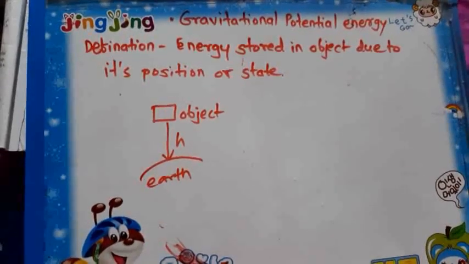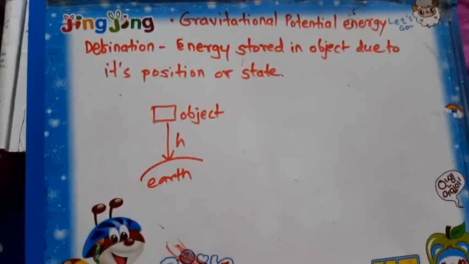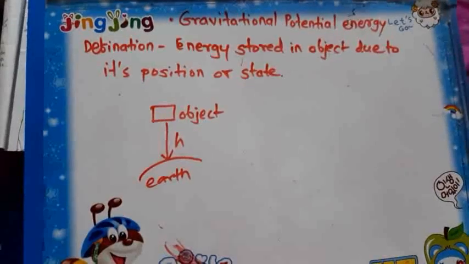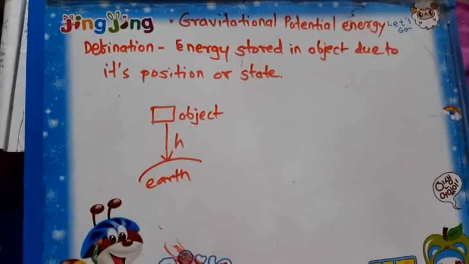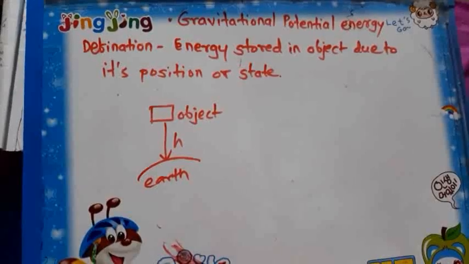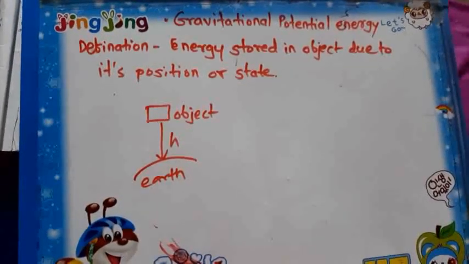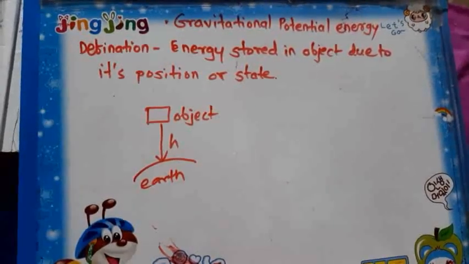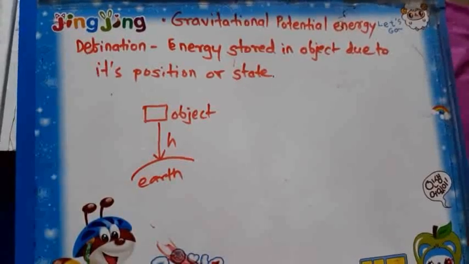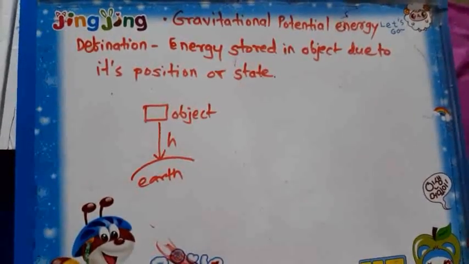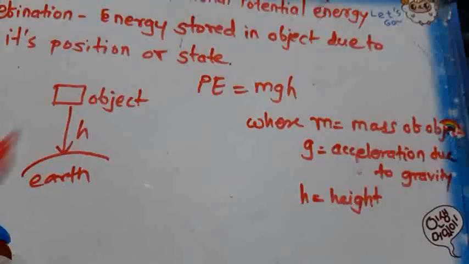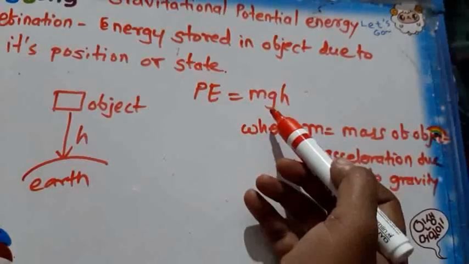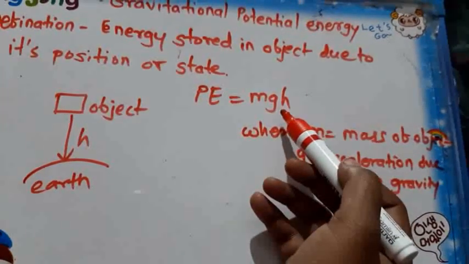Our next point is gravitational potential energy. We have studied potential energy in last standard. The definition of gravitational potential energy: the energy stored in an object because of its position or state is called potential energy. The formula for potential energy is given by P = m g h, potential energy is equal to mass of the object into acceleration due to gravity into height.